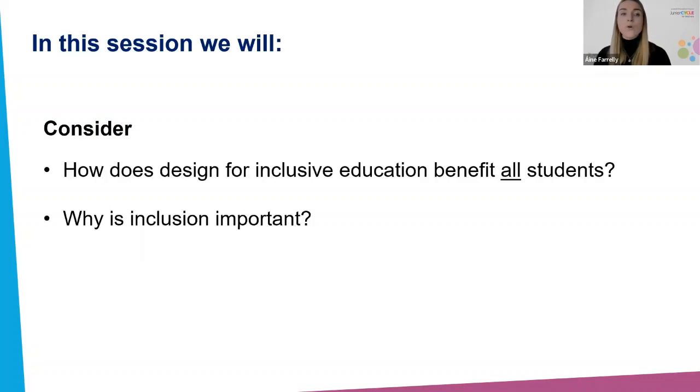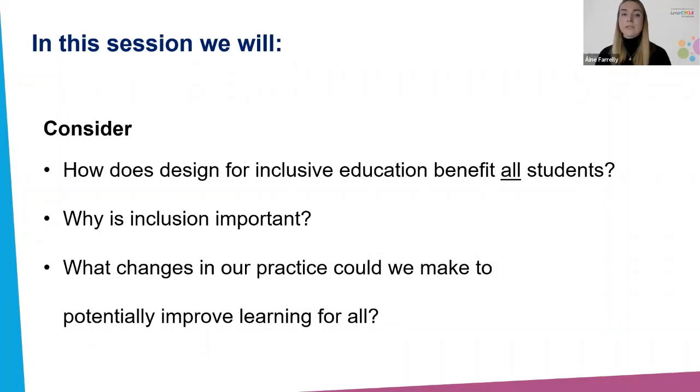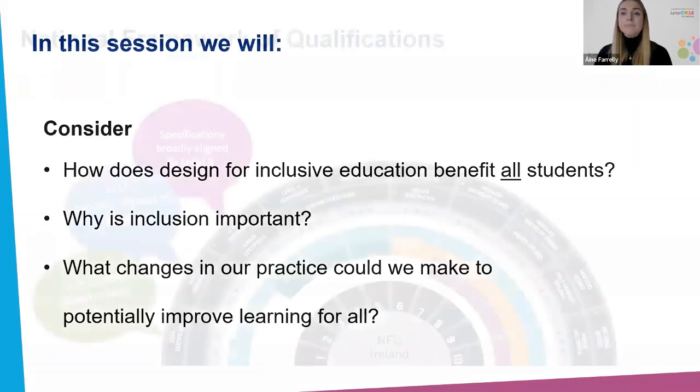We're going to consider why inclusion is important and the reasons that we are making sure that our practice is inclusive. And then we're also going to discuss what changes in our practice we could make to potentially improve learning for all students. So that's all of our students that we are teaching at Junior Cycle. As this is a JCT event, we're looking at the Junior Cycle specifically.